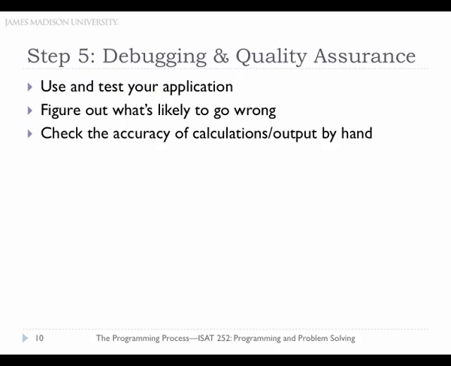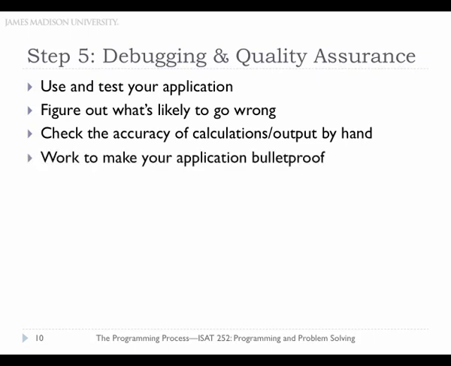We want to check the accuracy of our calculations and output by hand. So, for example, in the case of our calculator that we've just built, we'd like to actually take that input and calculate what the output should be, on paper or using a calculator, and make sure that our program actually produces the values that we're expecting to see. Frequently your application will give you an output, and if you just blindly or naively assume that it's the correct output, you could be setting yourself up for a big problem.